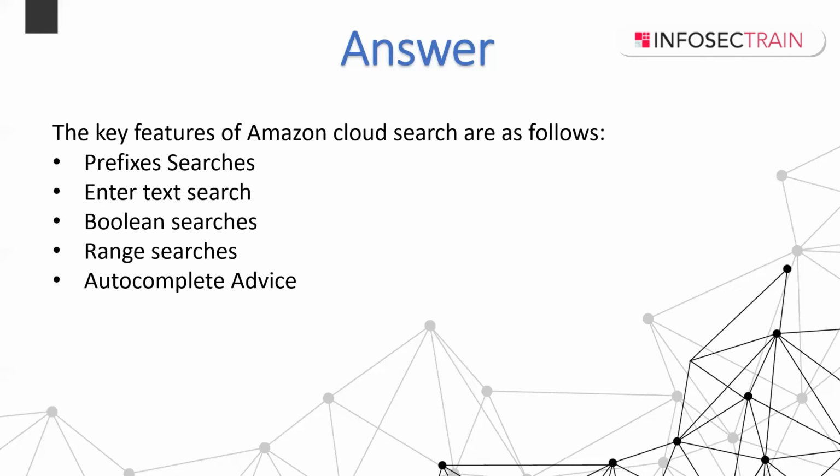With a few clicks in the AWS Management Console, you can create a search domain and upload the data that you want to make searchable. And Amazon CloudSearch will automatically provision the required resources and deploy highly tuned search indexes. And there are some key features of Amazon CloudSearch: prefix searches, entire text searches, Boolean searches, range searches, and autocomplete advice. So you can use all these features. Moving on to the next question.